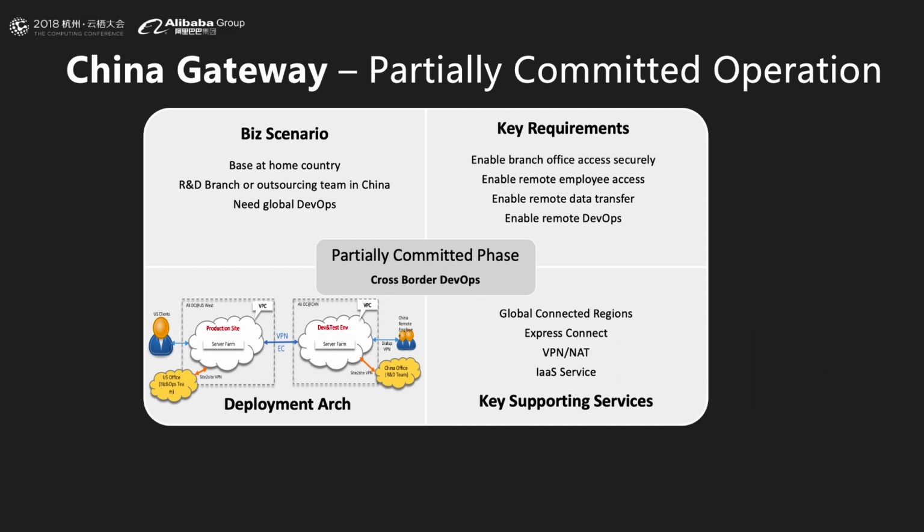So the deployment architecture is to run the production environment on cloud in the home country region, and the local office with business and operation teams will have a site-to-site VPN connection to the cloud. And at the same time, run the development and testing environment on cloud in the China region, and the China office with the R&D team will also have a site-to-site VPN connection to the cloud. The connectivity between the cloud region in the home country and in China is through the Express Connect or VPN.